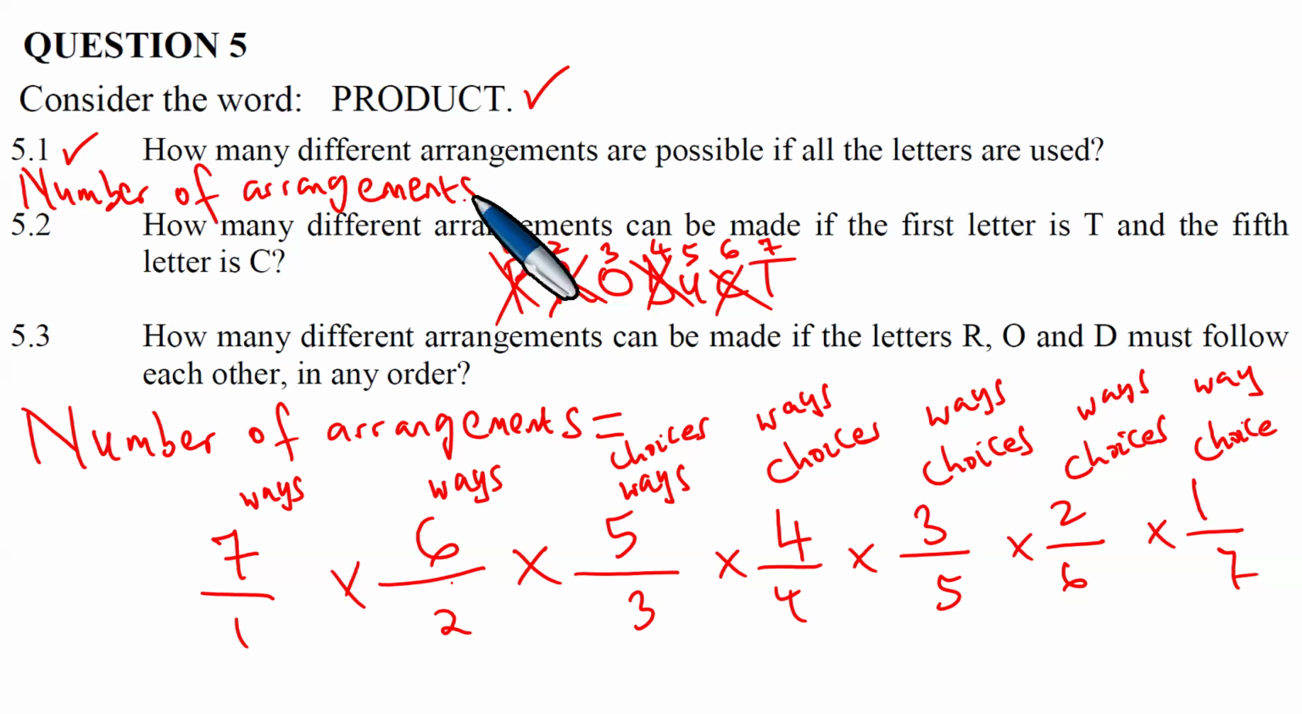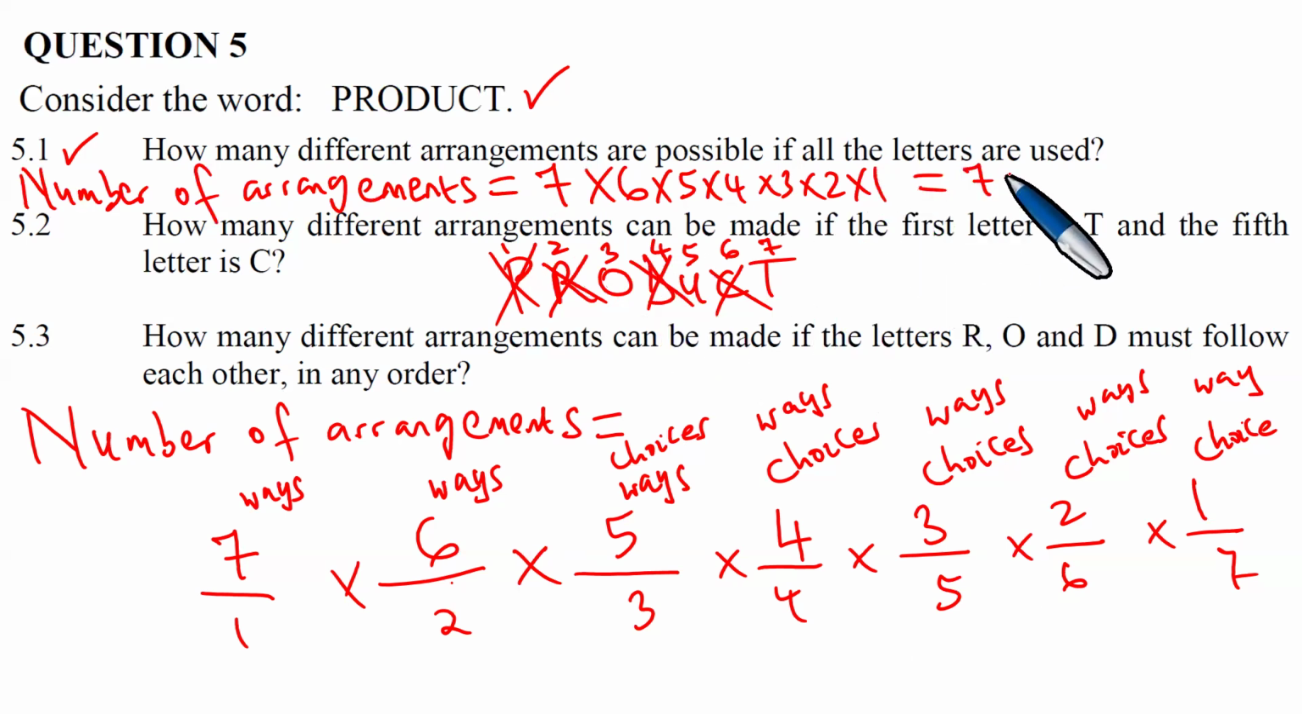Right, what is the number of the arrangements? So the first one can be chosen in 7 ways. After that, the next one in 6 ways. Then we have 5 choices, 4 choices, 3 choices, 2 choices, 1 choice. So now this is called 7 factorial ways.